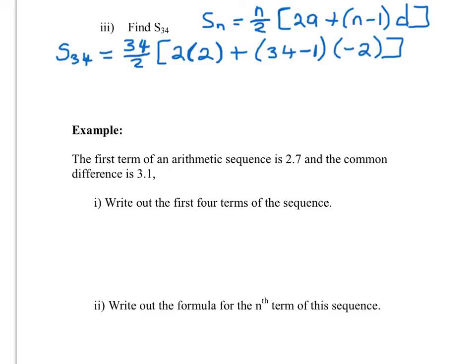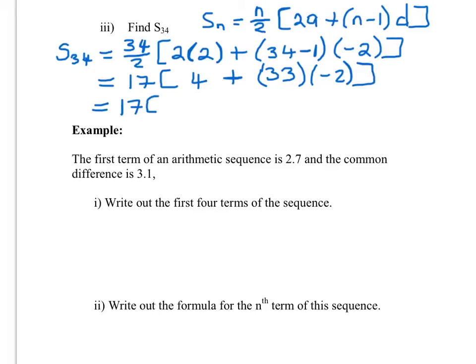So we've got a bit of a calculation to do, and we'll do it in stages. 34 divided by 2 is 17, right? 2 2's are 4, plus, again we have to work out the bracket. 34 minus 1 is 33, and we have to multiply that by minus 2. Again, going on to the next line, that's 17 multiplied by 4 plus, do the multiplication, it's minus 66. A plus by a minus will give me a minus, so that's 17 multiplied by 4 minus 66, which is minus 62.